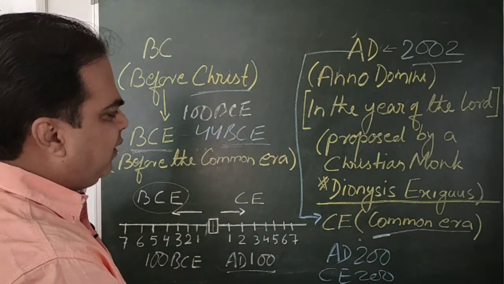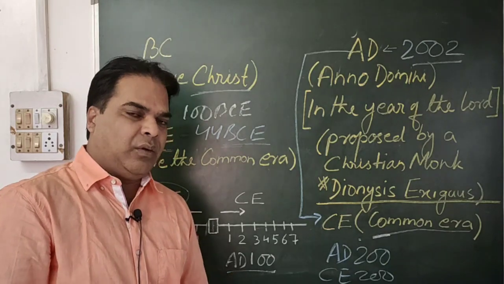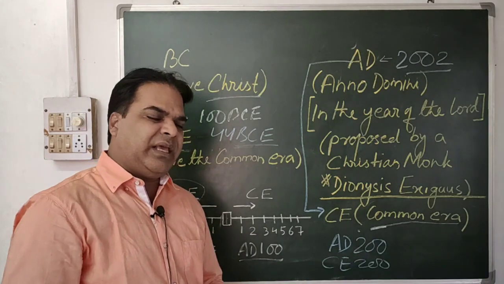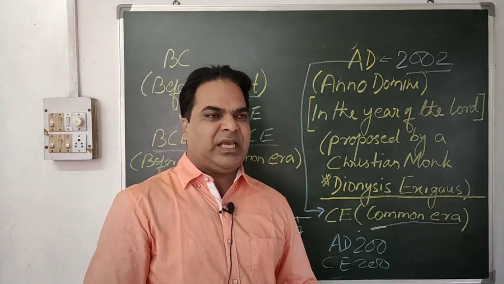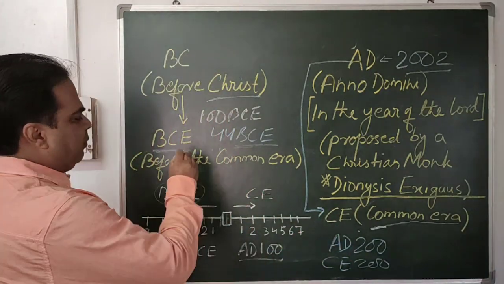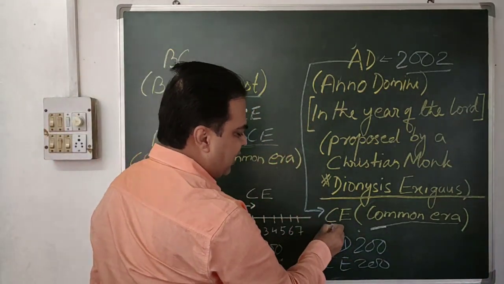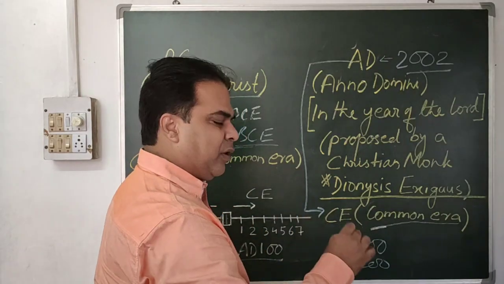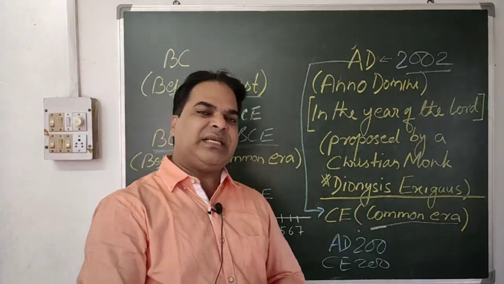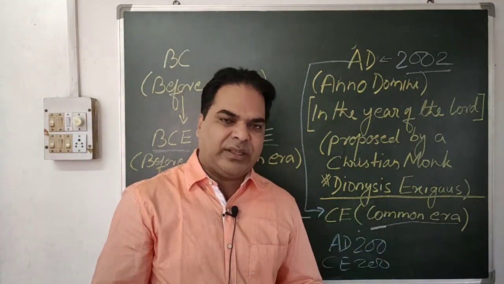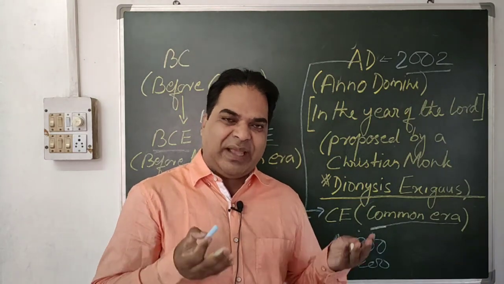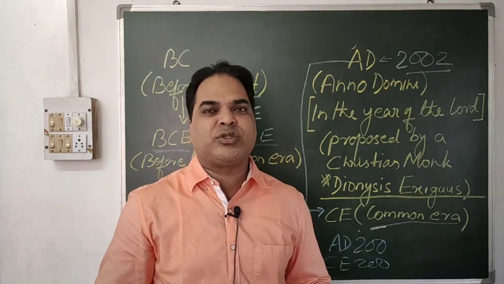Okay, so this explanation has been made in order to make clear what actually is the meaning of BC and AD. Many of the students even today have a doubt: sir, what is the meaning of BC and why is BC now written as BCE? So it is the same. BC is BCE now and AD now is known as CE. So AD equals CE, and BC equals BCE. But now in contemporary times, in place of BC we use BCE, and in place of AD we use CE, that is common era.